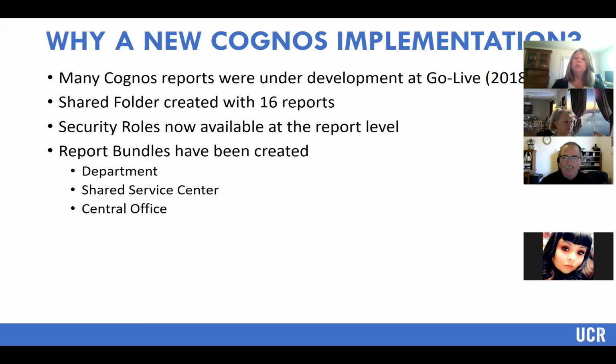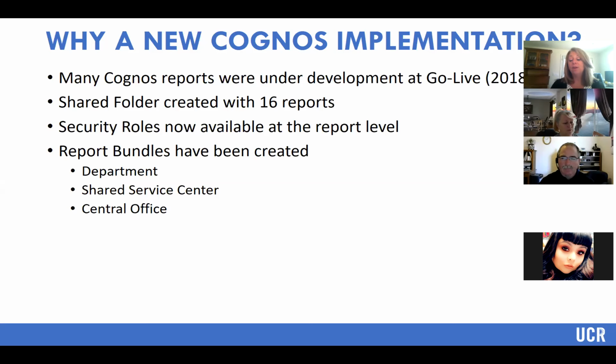UC Path did mature, and they have security roles now based at the report level. So we've created bundles where there'll be a bundle for the department, a bundle for shared services, and for the central office. And each bundle, there's a payroll bundle, a benefits bundle, WFA for all job data, and accruals, and then an affirmative action bundle that's only available to the central office. Essentially, so I'll go ahead and explain what's contained in those bundles.